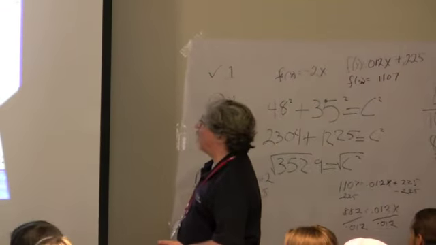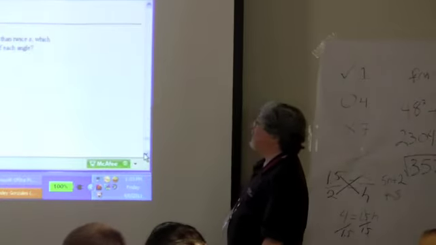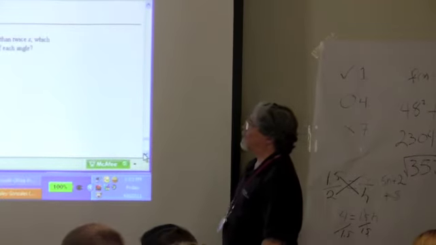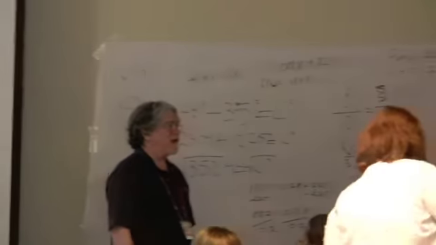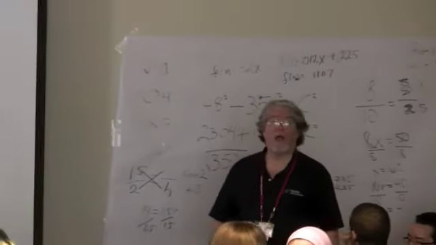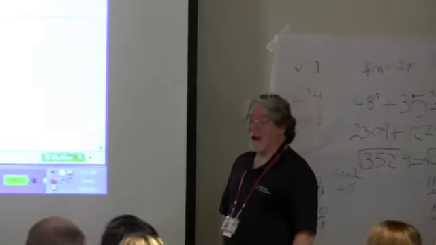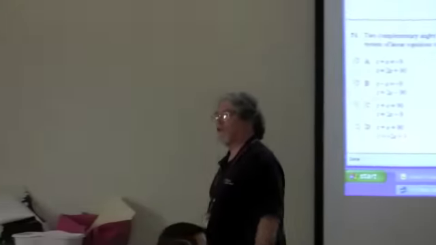Two complementary angles have measures of F and T. If F is 9 less than twice T, which is the system of linear equations that can be used to determine the measure of each angle? Well, have you guys in algebra started covering systems of linear equations yet? No. A linear system of equations is when I have two equations and two unknowns and I'm trying to solve for them. One of the methods for doing that is to graph them and see where they intersect. Okay? So we can graph these equations and see where they intersect.